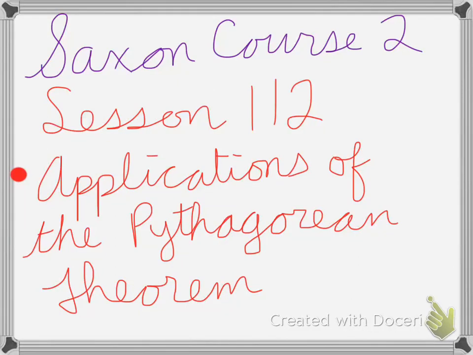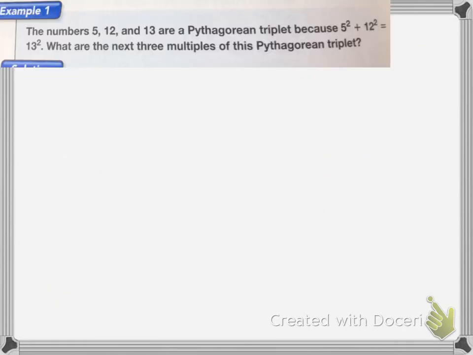Saxon Course 2, Lesson 112 is Applications of the Pythagorean Theorem. So it says the numbers 5, 12, and 13 are a Pythagorean triplet because 5 squared plus 12 squared equals 13 squared. What are the next three multiples of the Pythagorean triplet?